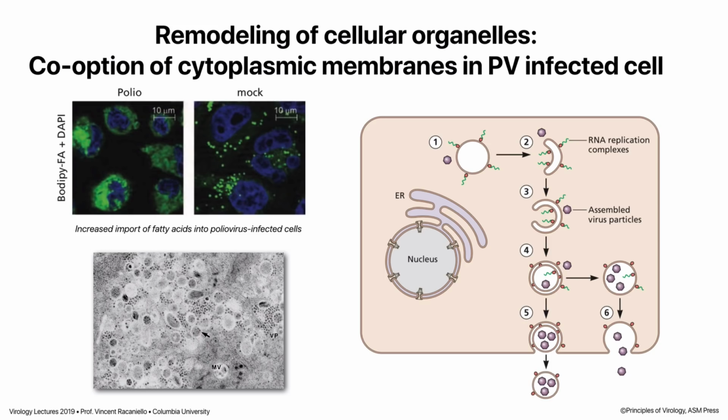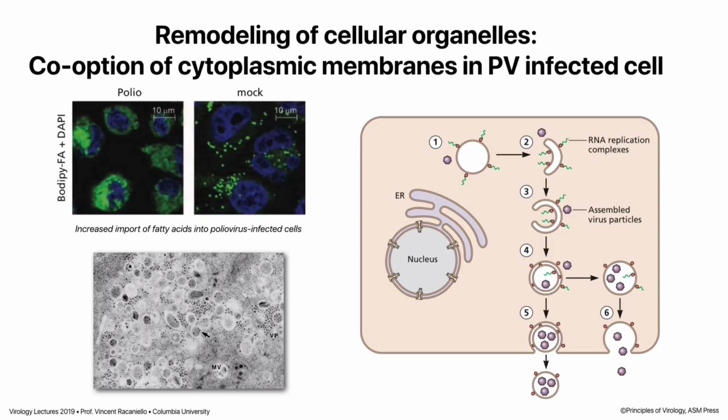All right, the last thing I want to talk about is remodeling of cellular organelles. Viruses do this to produce replication sites. And here's an example for poliovirus. On the top is a staining of cells, again with this dye, BODIPY, which stains for fatty acids. Mock-infected cells on the right, you can see little punctate areas of fatty acids. Polio-infected, a huge increase in the amount of fatty acids in the cytosol.